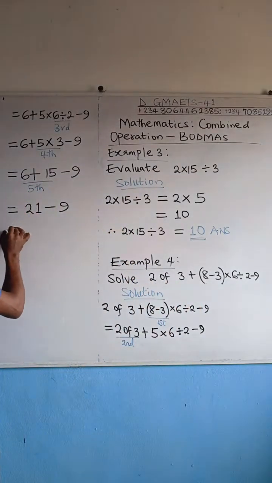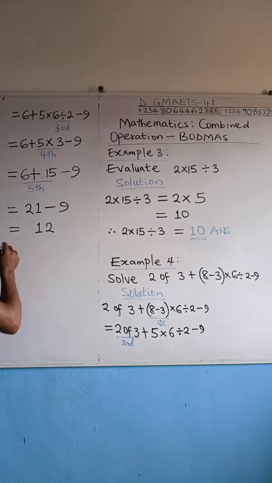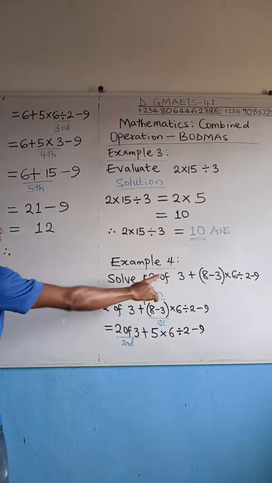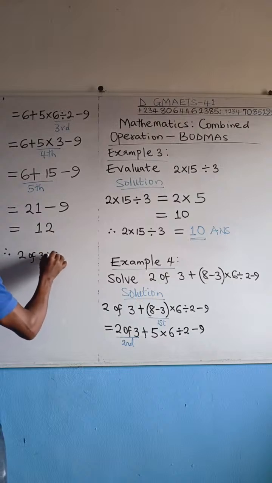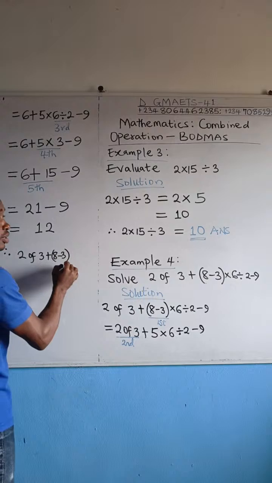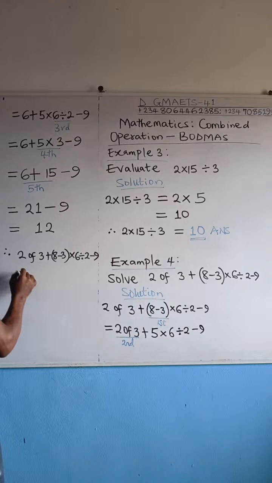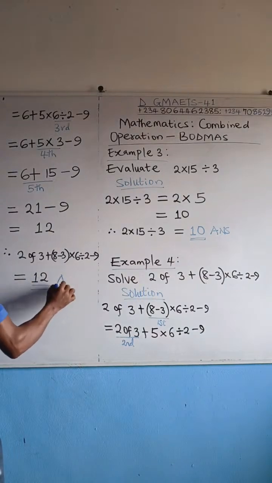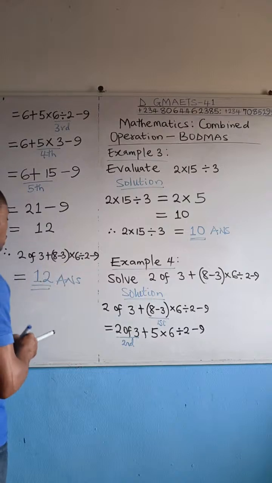In conclusion, 21 minus 9 is 12. So we can now say we have gotten our answer. Therefore, going back to the question, 2 of 3 plus 8 minus 3 in brackets times 6 divided by 2 minus 9 is equal to 12. That is the answer. So 12 is the answer of this whole operation.